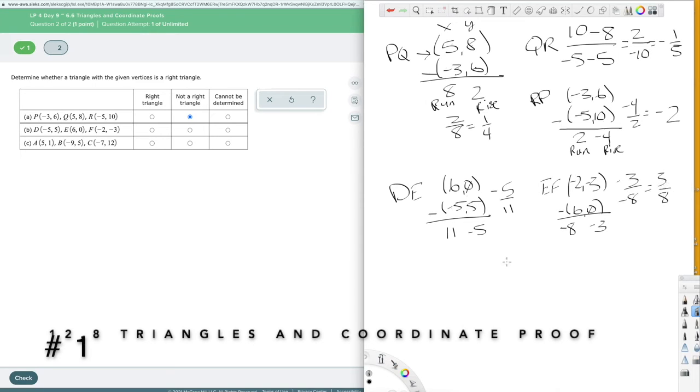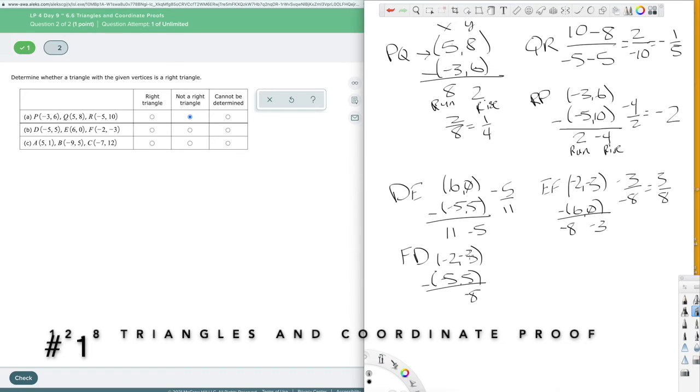And then I have FD. So I can go (-2, -3) and (-5, 5). So -3 minus 5, that gives me 8, 9, 10, 11, -11. Sorry, 5, 6, 7, 8. I don't know why I said 11. I counted 8 and then 3 more. So that gives me -8.